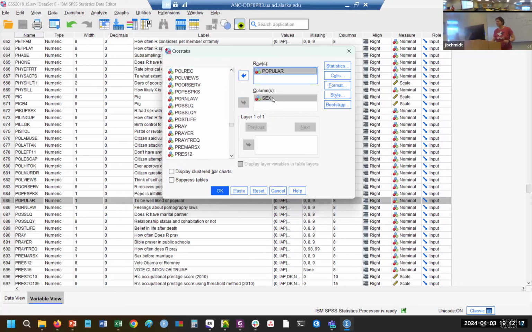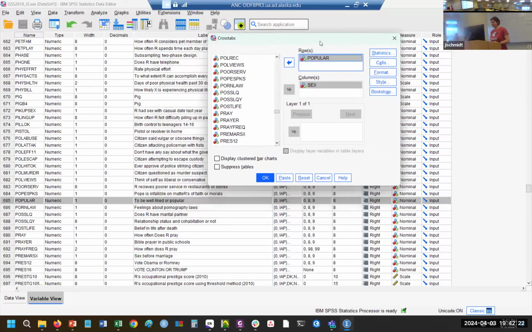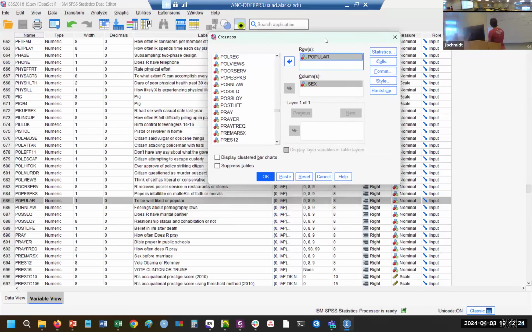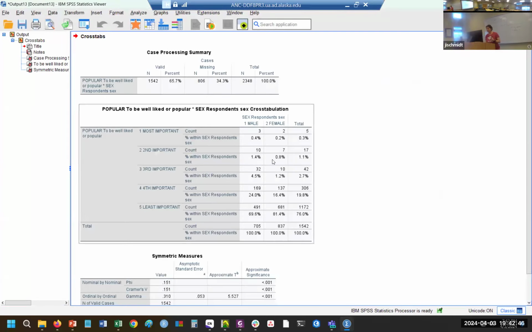Okay, all right, before we go there, what kind of data are these? So what kind of data is sex? What type? Nominal, yep, nominal. What about popular? Ordinal. Yes, I would say ordinal. It could be ordinal, yep. All right, so let's first look at what the crosstab shows us. These are totaling to 100, so that's good.